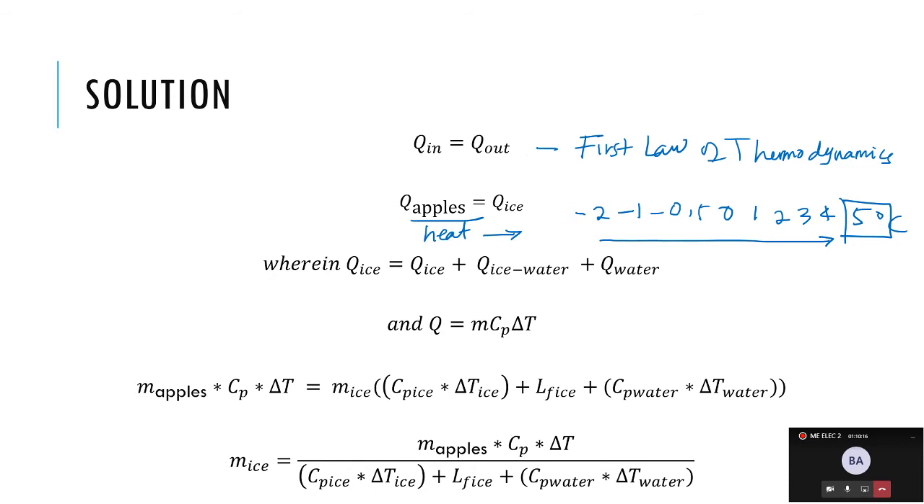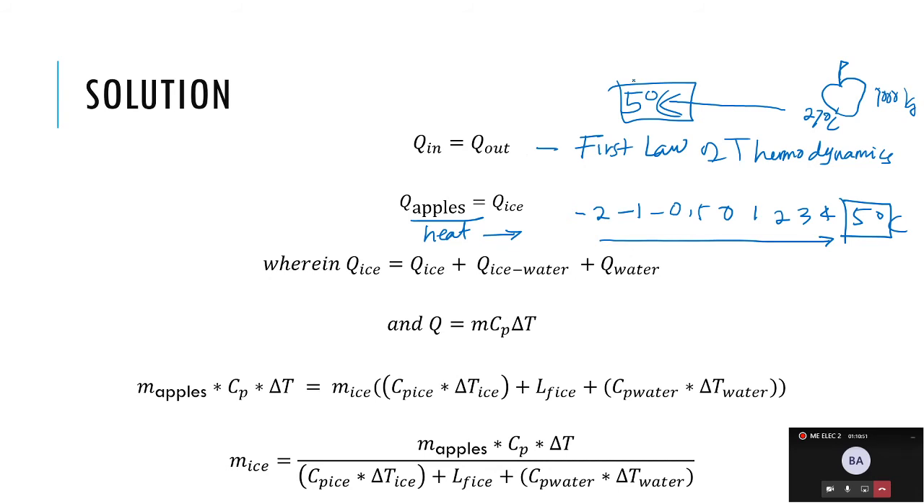Ano naman ang mangyayari sa apple? Ulitin ko lang para malinaw kasi malapit na mag-exam tayo. Yung apple mula sa 27 degrees centigrade, 1,000 kilogram, bababa. The temperature will lower down up to our target, which is 5 degrees centigrade. And this is simultaneously happening, no?